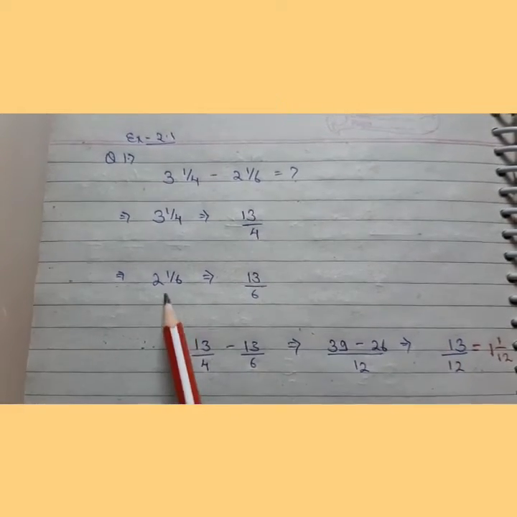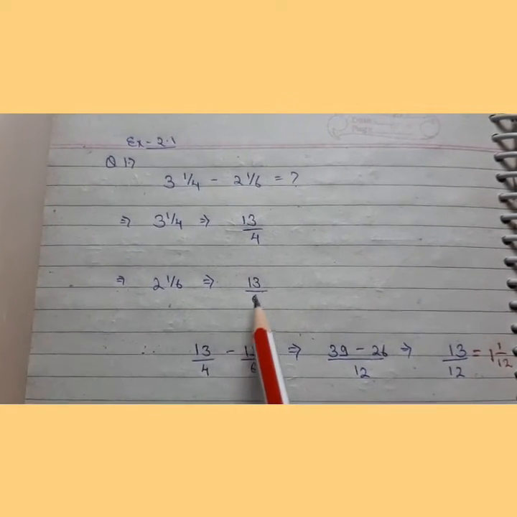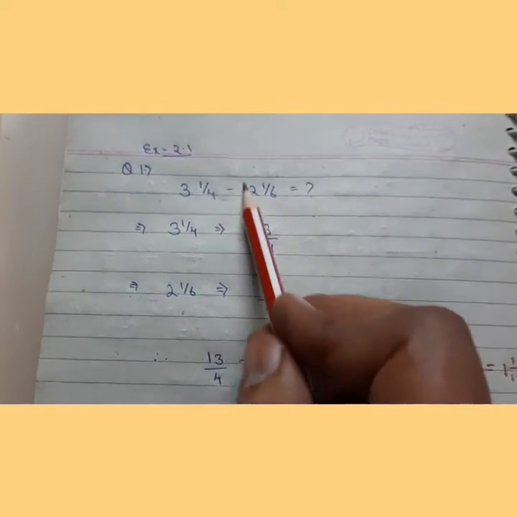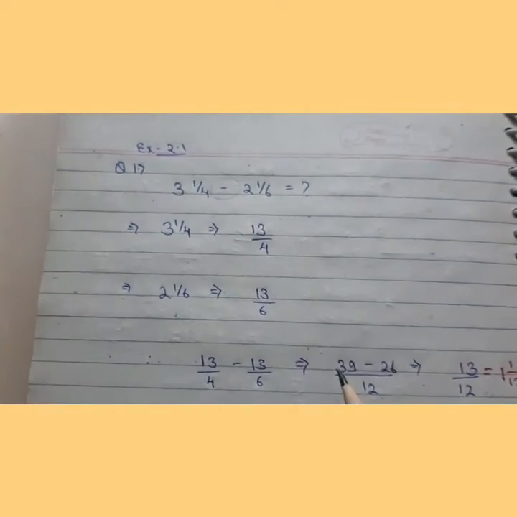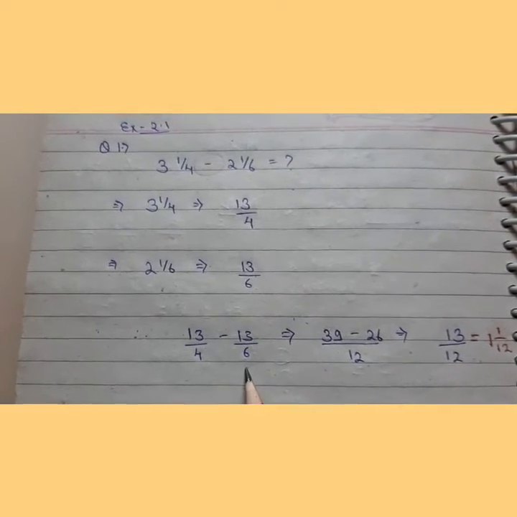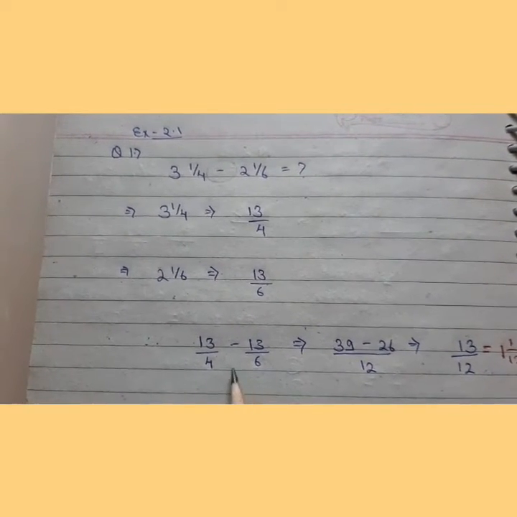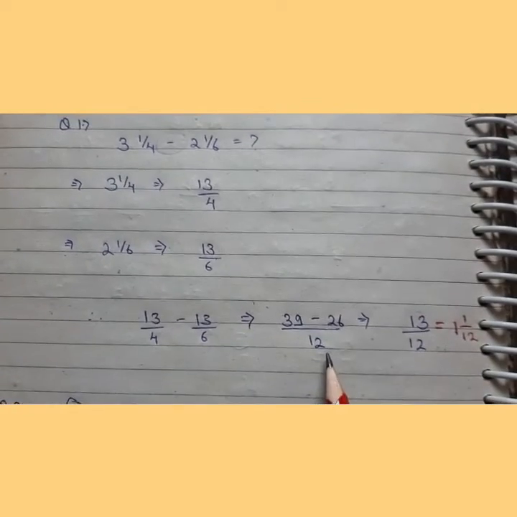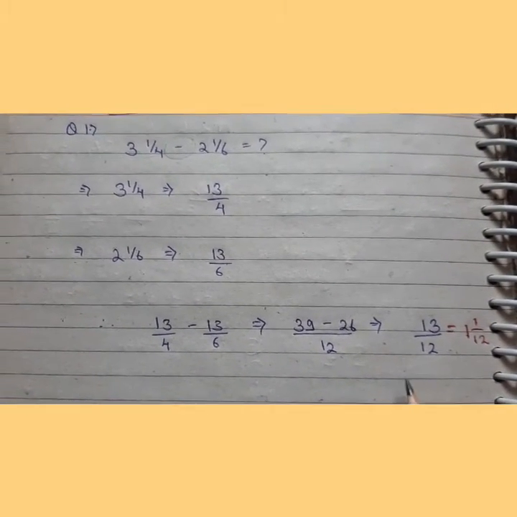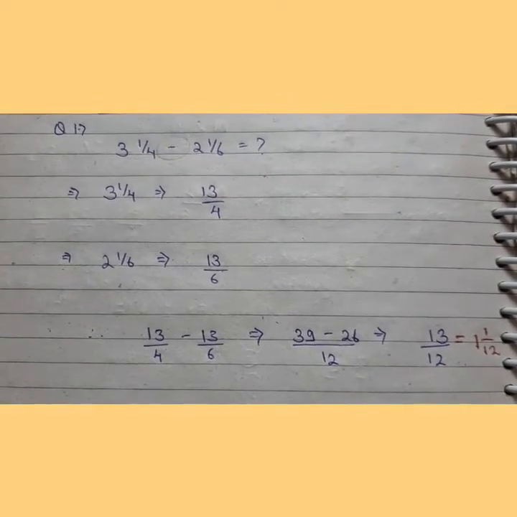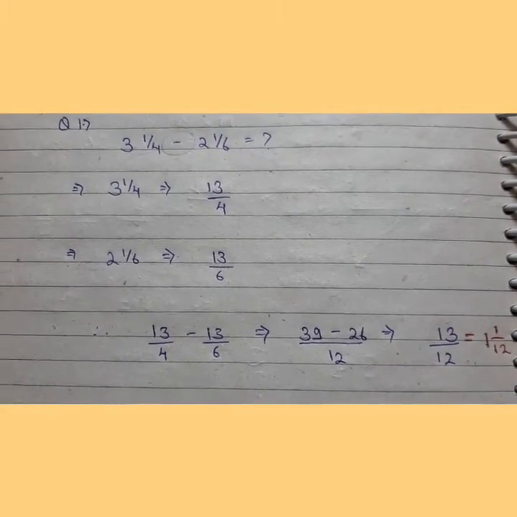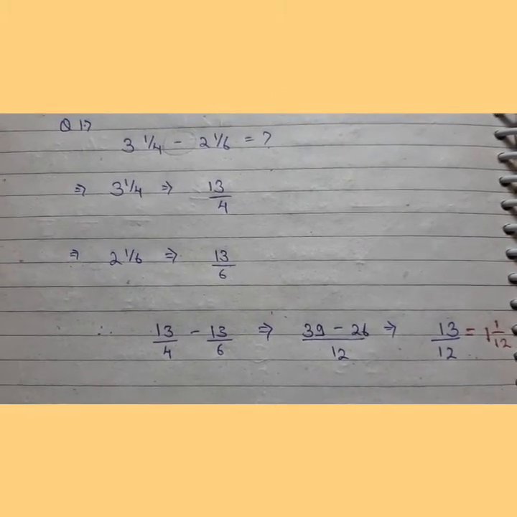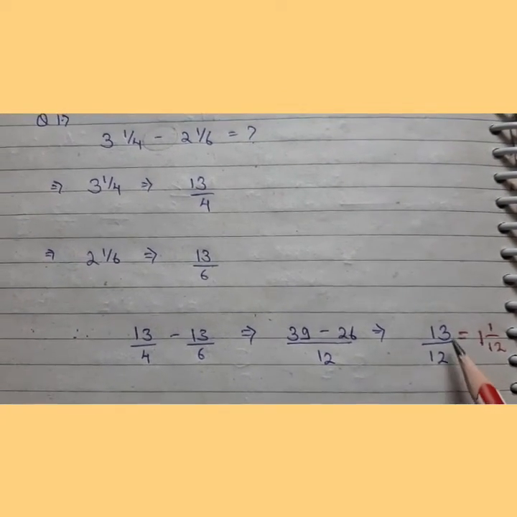Pick up the second mixed number, 2 1 by 6, write it in fraction form. What will be its fractional form? 13 upon 6. Now in between there was the mathematical operator of subtraction, so 13 upon 4 minus 13 upon 6. Since the denominators did not have the same value, we will take the LCM. The LCM will be 12. Now try solving it. I would not say try, you have to solve it, because you are not in such earlier classes that I need to tell you how to take the denominator. Okay, so when you solve it, what will the answer be?